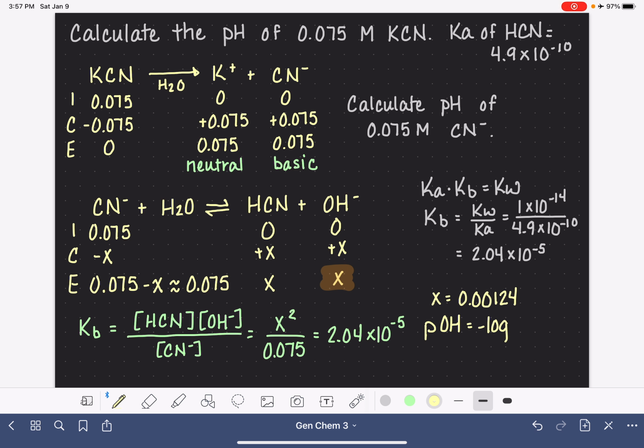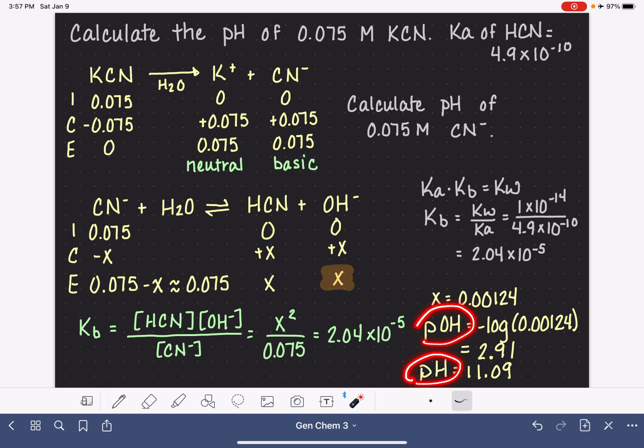The pOH is the negative log of the OH minus concentration. For us, this is the negative log of 0.00124. The pOH of this solution is 2.91. The pH is 11.09. Just as a reminder, the pH plus the pOH is always 14. The pH, 11.09, plus the pOH, 2.91, is going to be 14.